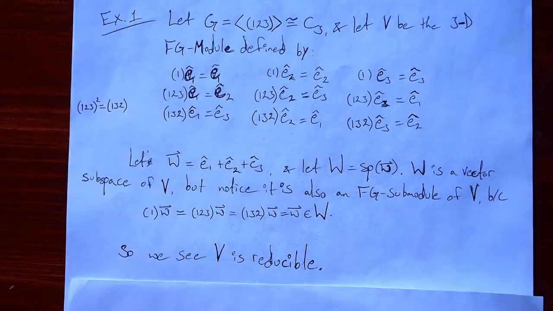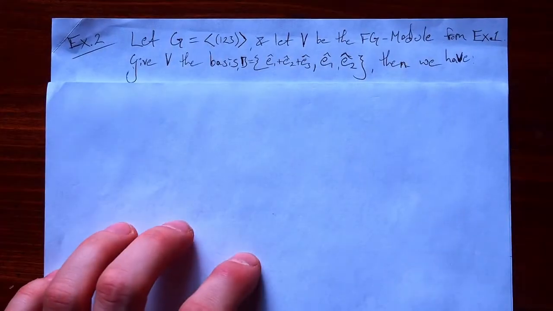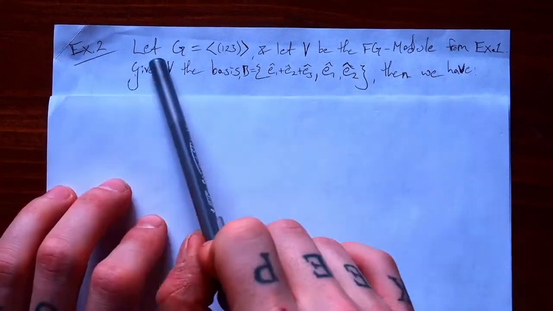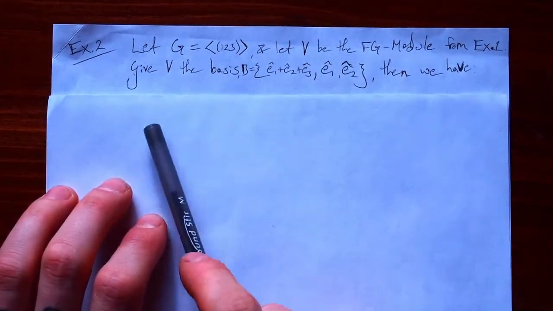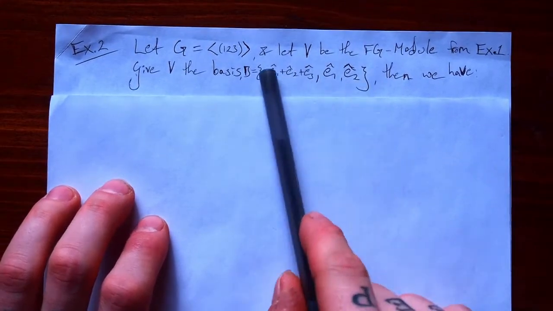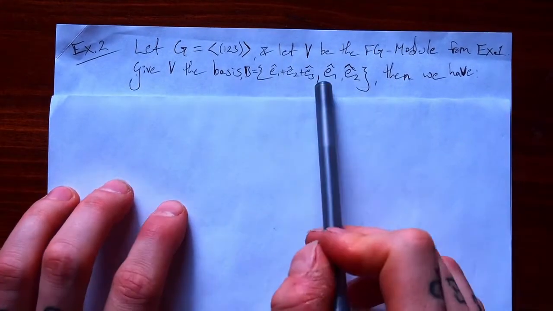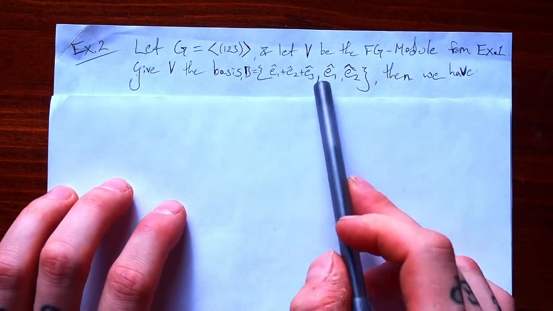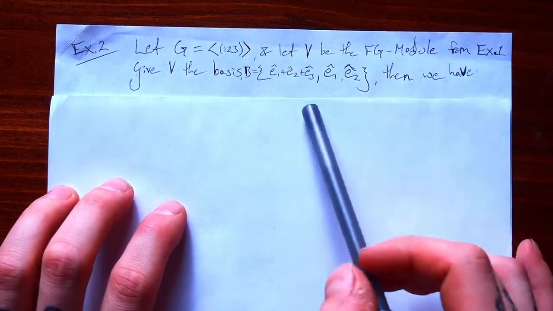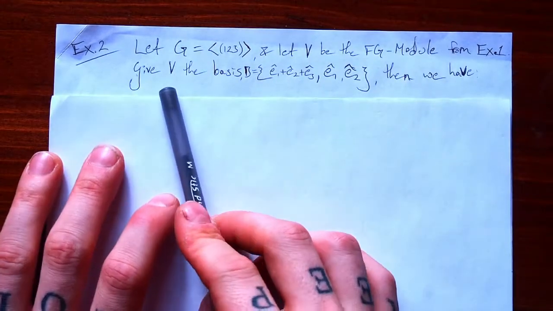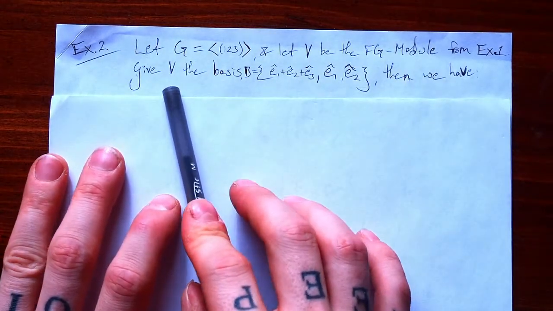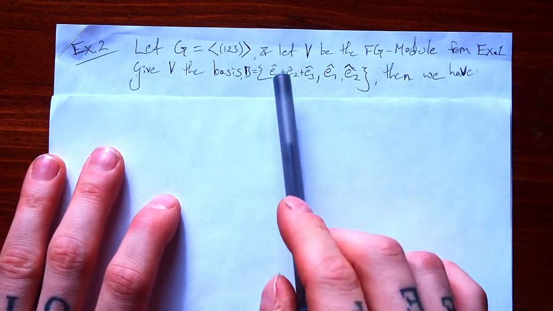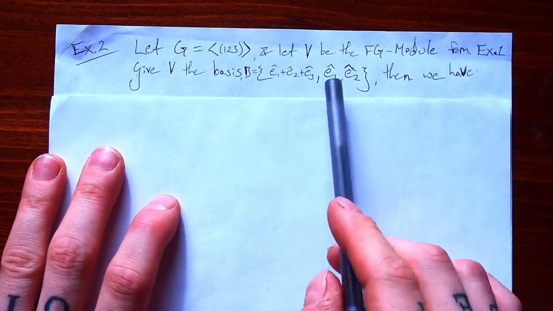Bam. Now example 2 is just continuing on with the same FG module. So we have G from before, let V be the same FG module, but now we're gonna consider this particular basis. What I'm doing here is starting with the basis of our subspace and extending it any way that I please so that it now is a basis for our entire FG module V. So this guy right here is the basis for W, right? It's just a one-dimensional subspace, but it could be more in principle.